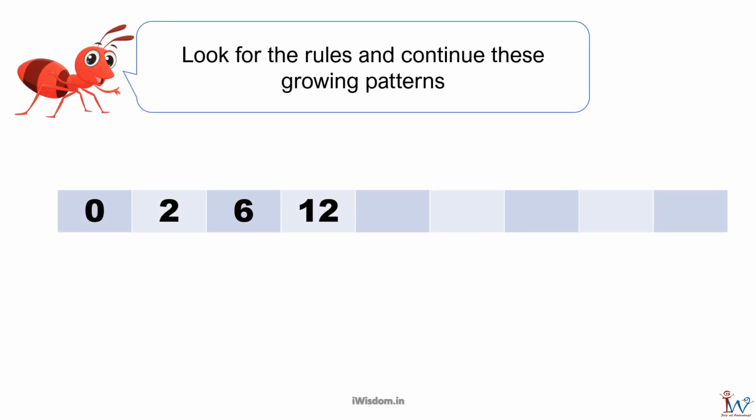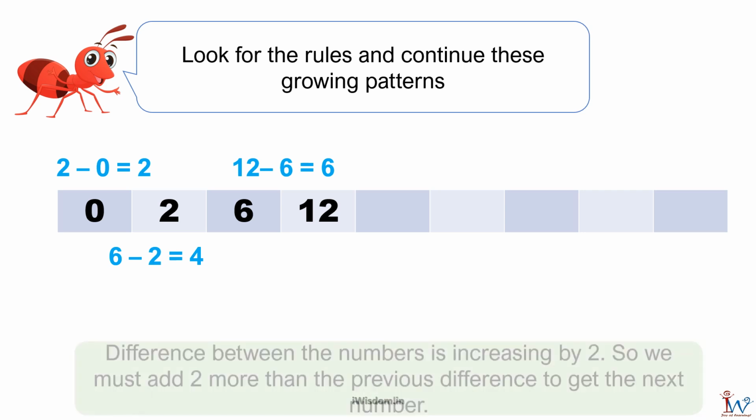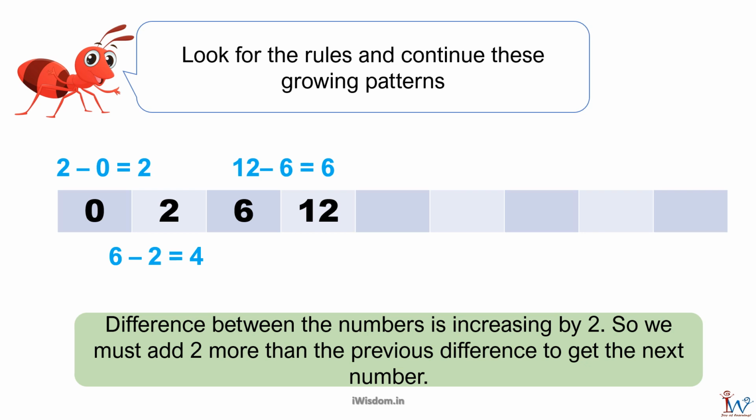Identify the rule and continue the sequence for the following numbers. To recognize the pattern, let's find the difference between the two numbers in the sequence. 2 minus 0 is equal to 2. 6 minus 2 is equal to 4. 12 minus 6 is equal to 6. So we have 2, 4, 6 as difference. Difference is increasing by 2.